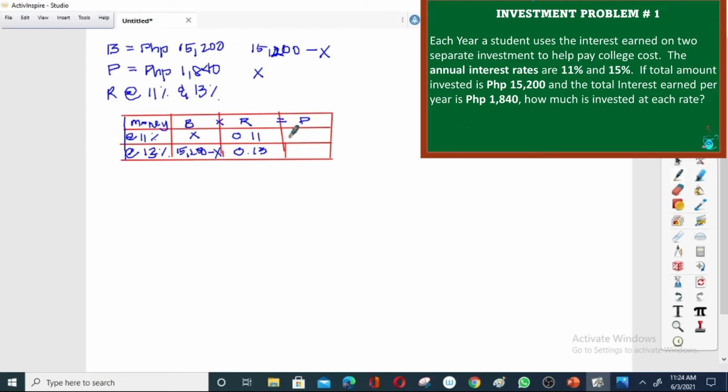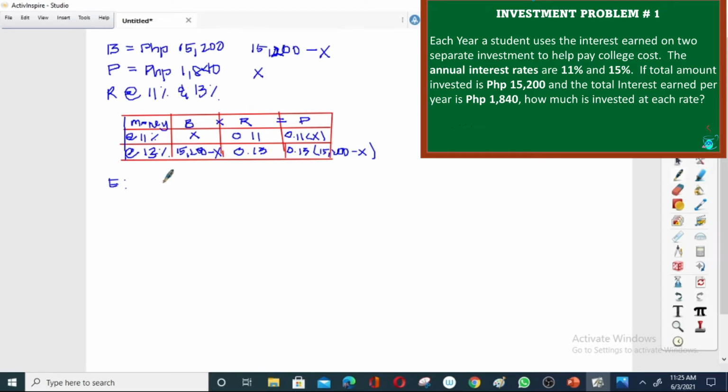So the same procedure, just multiply this one, 0.11 multiplied by the base X, and then 0.13 multiplied by 15,200 minus X. And then the equation will be, if you add these two values, this will equal to the total earned money, which is given. Total earned money is 1,840.